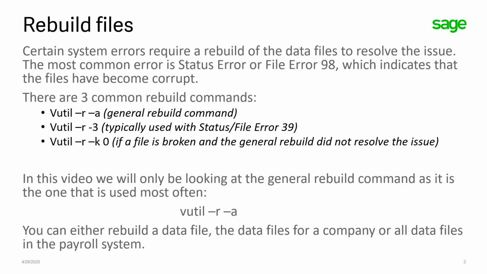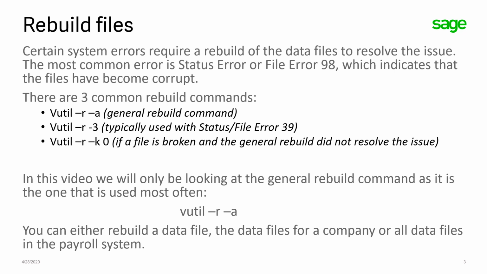There are three common rebuild commands. vutil space -r space -a, which is our general rebuild command. vutil space -r space -3, which is typically used with status or file error 39, and then vutil space -r space -k space 0, which is used if a file is broken and the general rebuild did not resolve the initial issue. In this video, we will only be looking at the general rebuild command, as it is the one that is used most often.